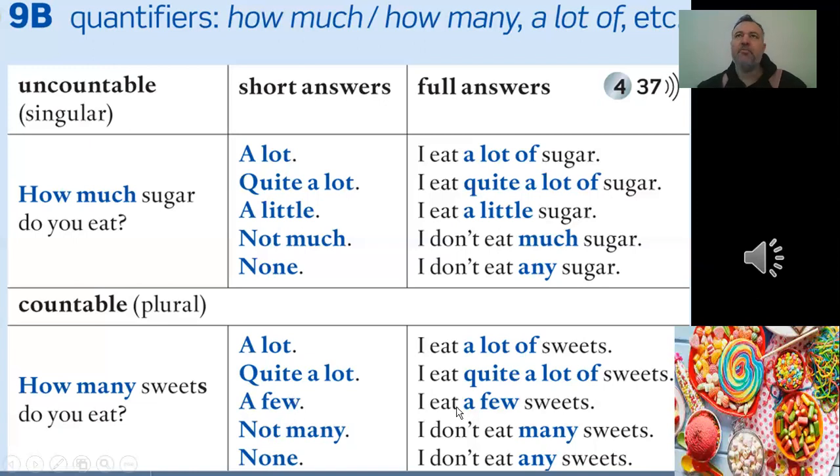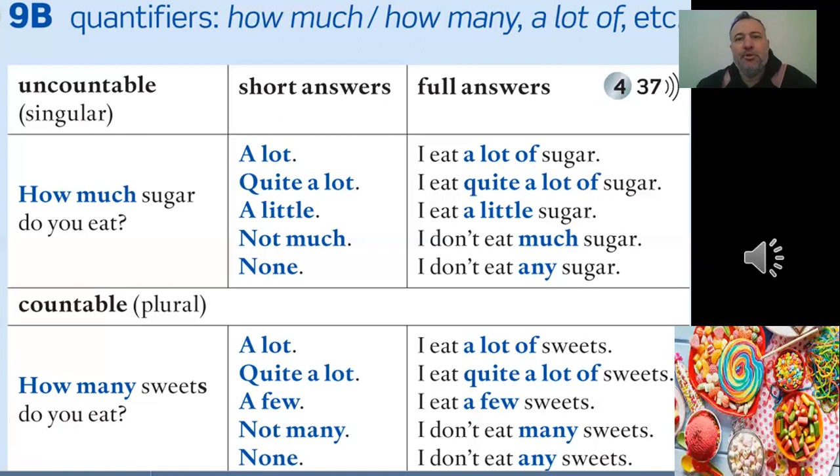Some of them. For example, how many eggs do you eat every day? Well, you can say, I eat a few eggs. A few eggs means, I don't know, 2, 3, or 4 eggs a day. A few eggs, not many. Many would be like 12. When you can count, you say a few. What else can you say?